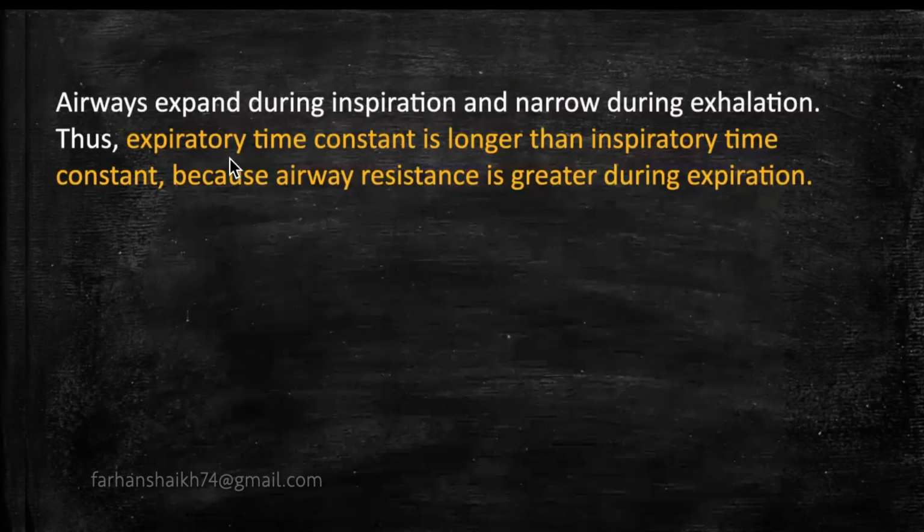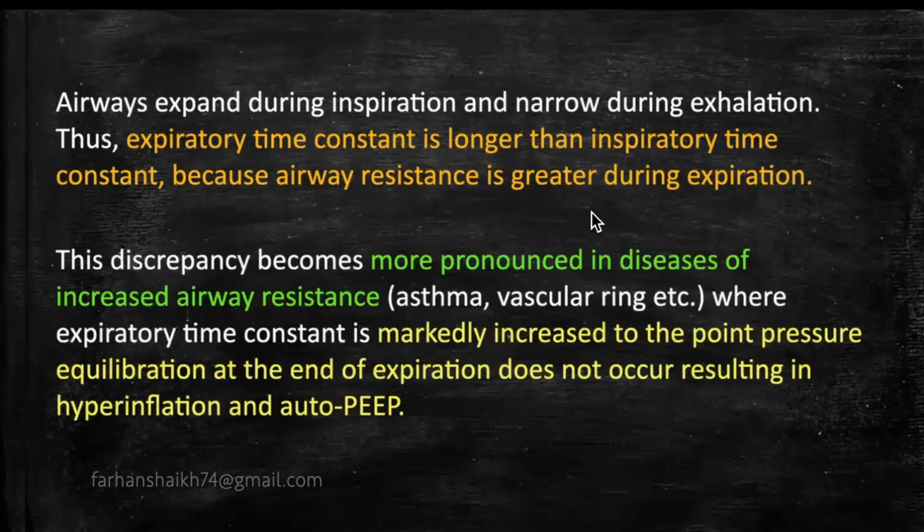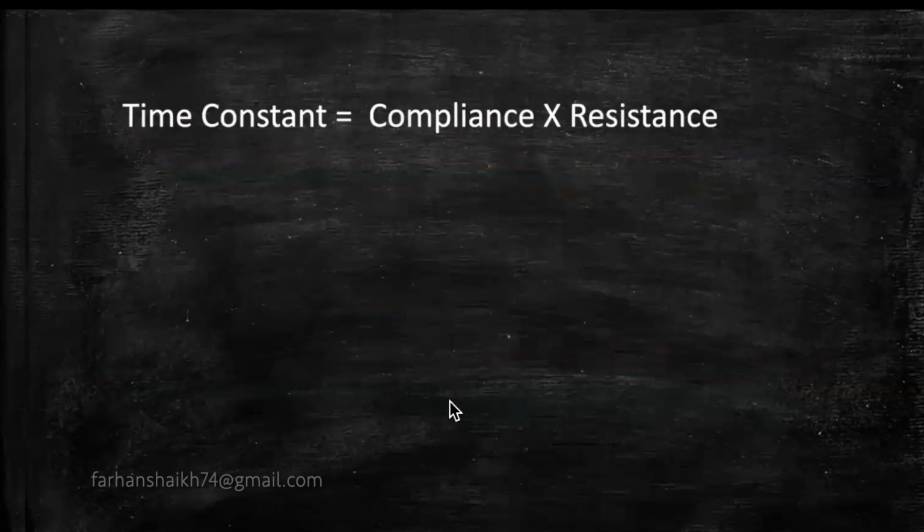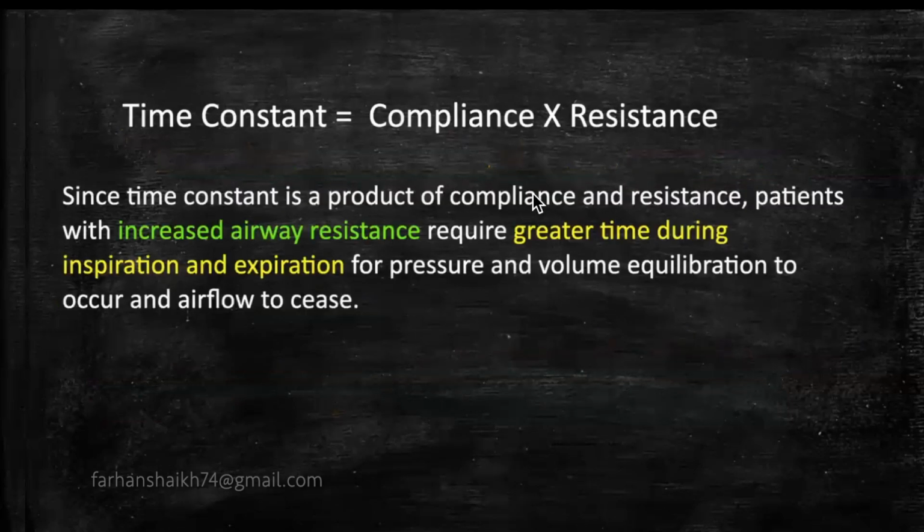So we need to understand that airways are always expanding during inspiration, and during expiration they are narrowing. So if there is a problem of bronchospasm or increased airway resistance, there will be more airway resistance during expiration compared to during inspiration. And this discrepancy is important for formation of problems like auto-PEEP. We know the time constant is a product of compliance and resistance, and hence we can see that if there is an increased airway resistance, then you will require longer time constant. And when there is poor compliance like ARDS or pulmonary edema, you actually need a short time constant. That we need to understand.